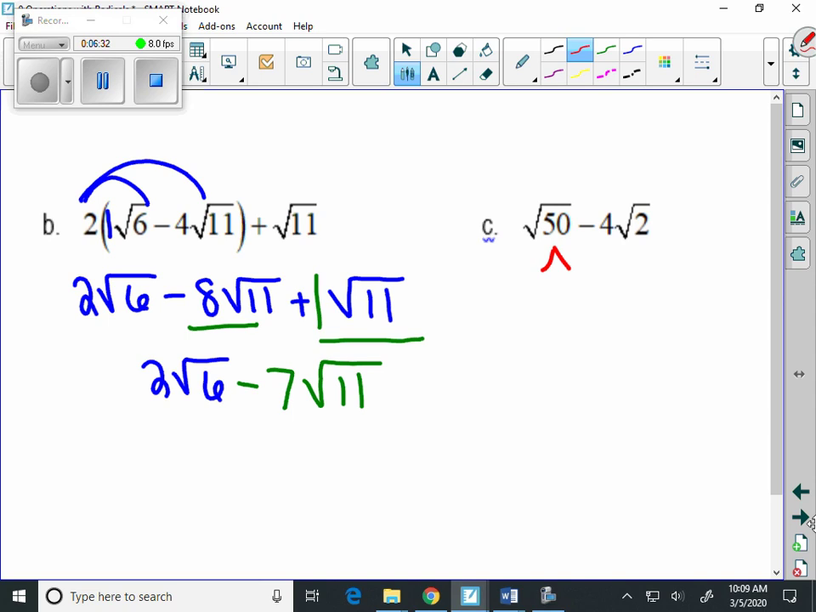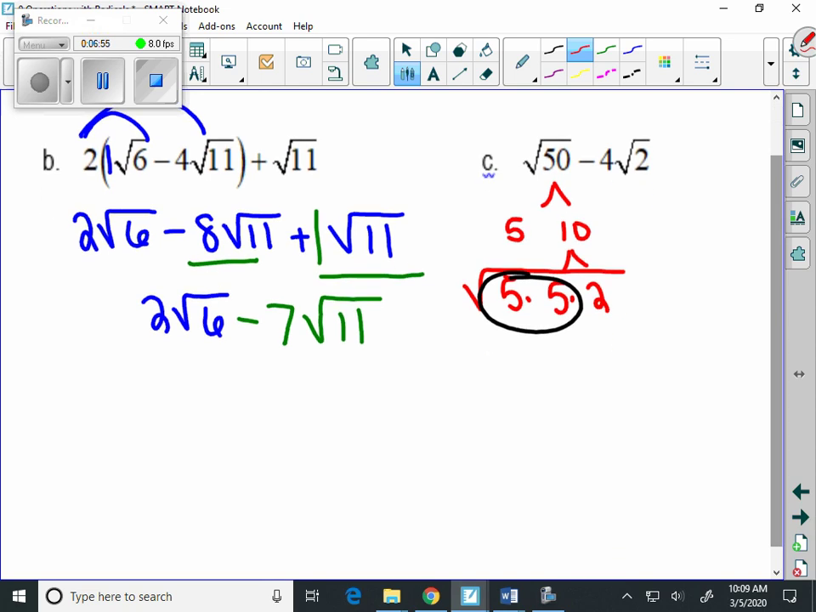Some of you like to look for the biggest perfect square that goes into there. Whichever way is your method, I'm going to make the factor tree. I did 5 times 10 for 50, and 10 is 5 times 2. What we're looking for is 2 of the same value to take out 1. So 2 of the same value to take out 1 is going to be 5 square root of 2.